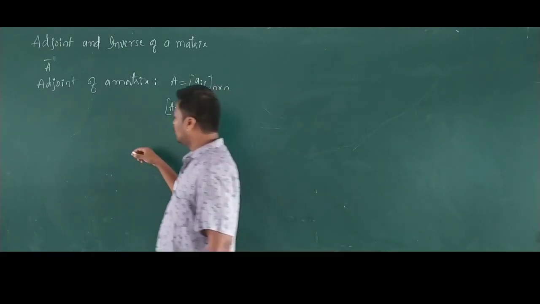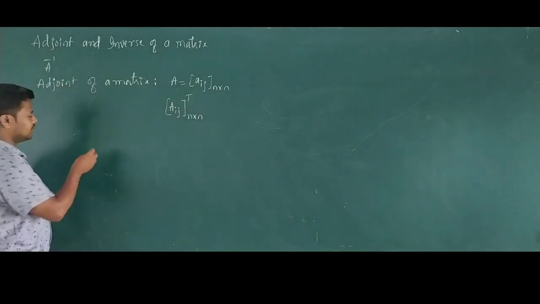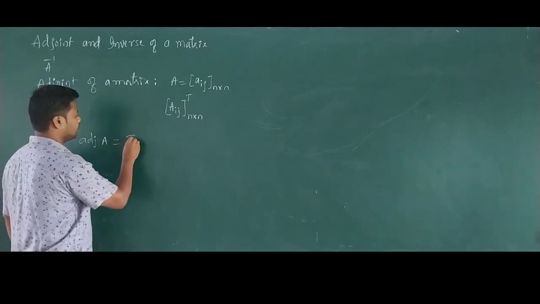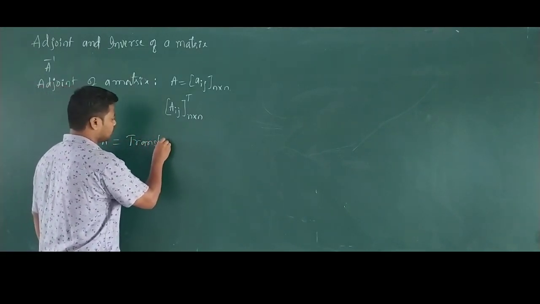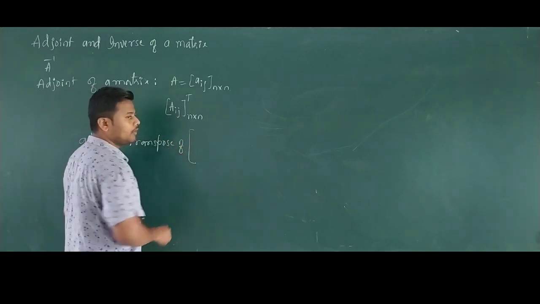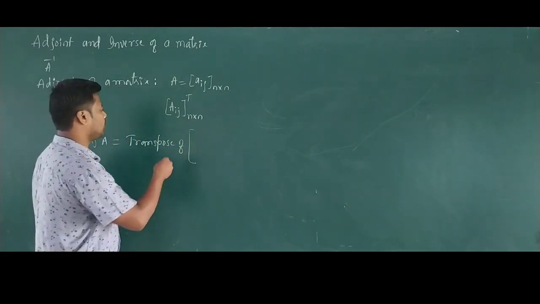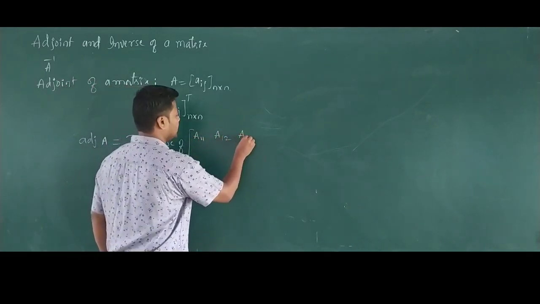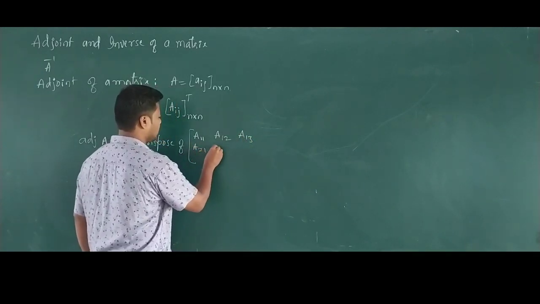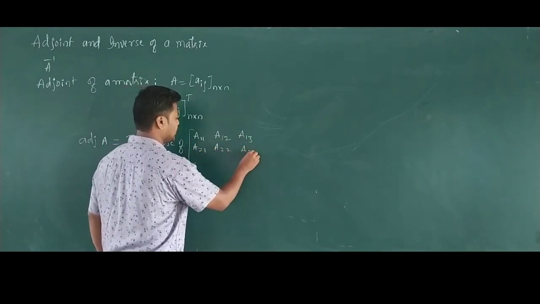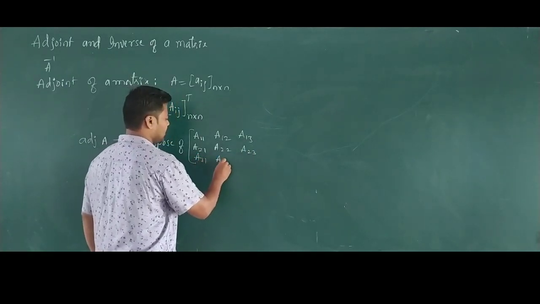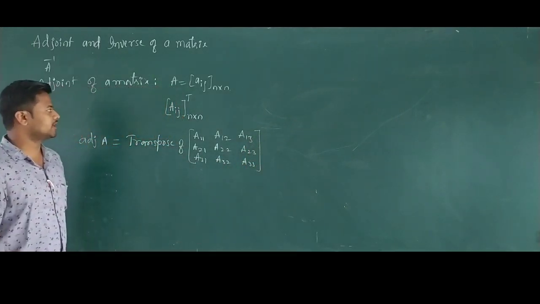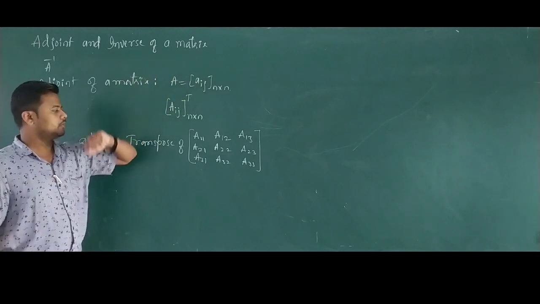So the adjoint of a matrix is denoted by adjoint of A. This equals the transpose of the cofactors, which are denoted by A11, A12, A13, A21, A22, A23, A31, A32, A33. So these are the cofactors of the matrix Aij of order 3.